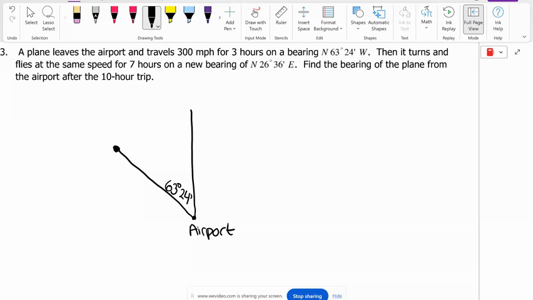All right. Then it turns and flies at the same speed for 7 hours at a new bearing of north 26 degrees 36 minutes east. So if we're traveling at a constant speed of 300 miles per hour, we're first traveling 3 hours. That's to this point right here. Then we're traveling 7 hours. Don't you think we're going to get a lot further away in the 7 hours?